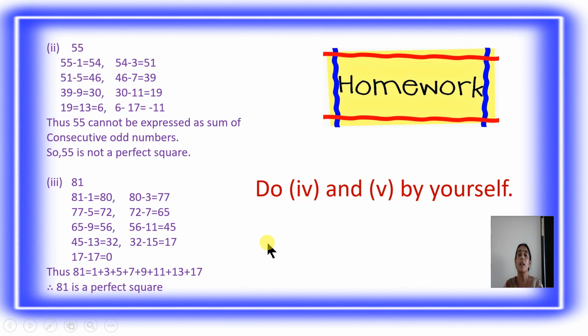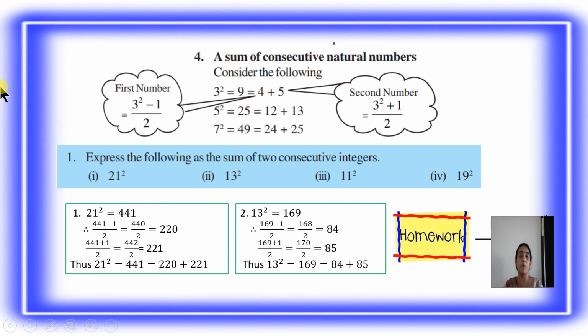Let's see the next type. Now, the fourth one: a sum of consecutive natural numbers. That means a given number. How will you express the given perfect square number as a sum of consecutive natural numbers? See, here you are given one example. 3 square is equal to 9.